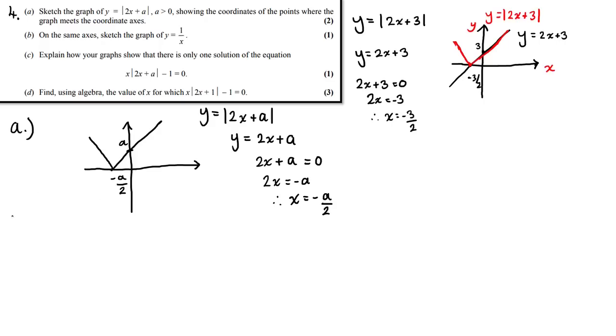Part B then also goes on the same axes. So on the same axes, we need to sketch the graph of y equals 1 over x. So this is the reciprocal function. I won't lie, I always have great difficulty sketching this. So what I'm going to do first is, because we need this quadrant here, just get rid of that minus a over 2, and we'll just write that above. So this point here was minus a over 2.